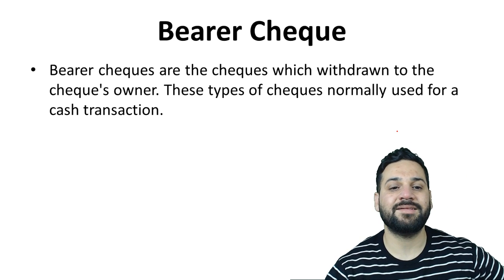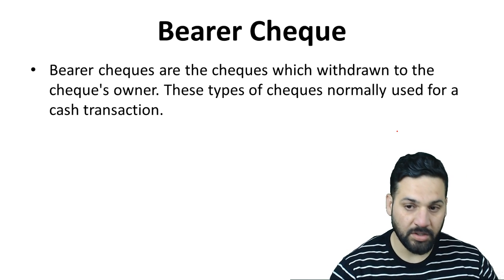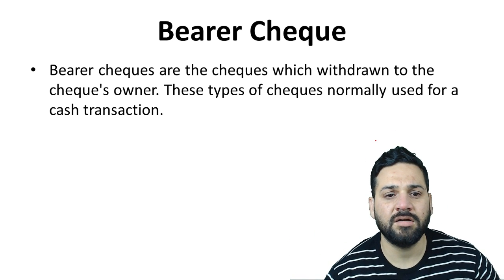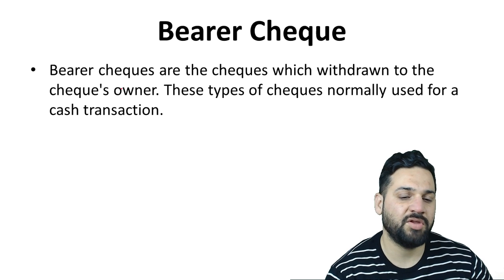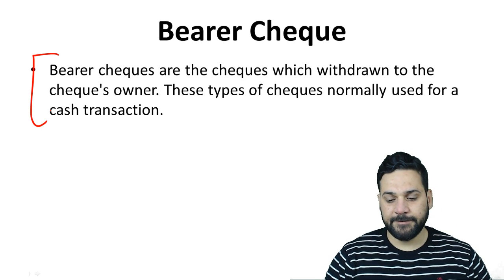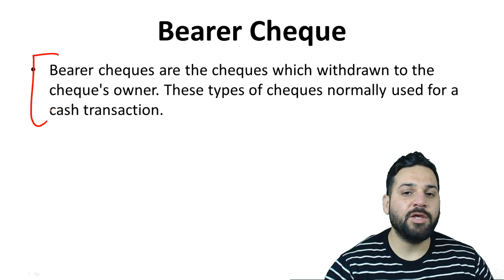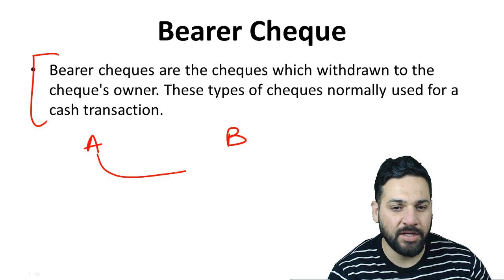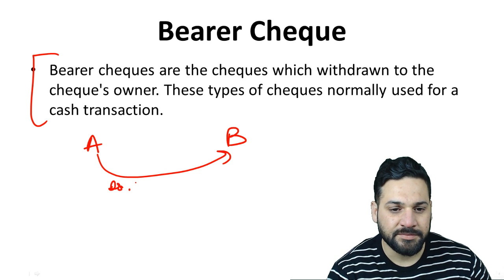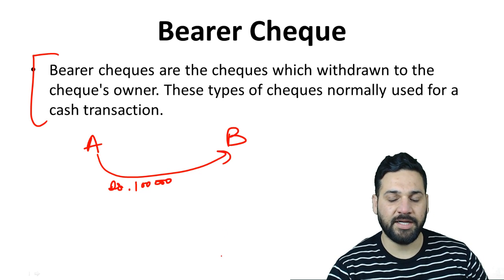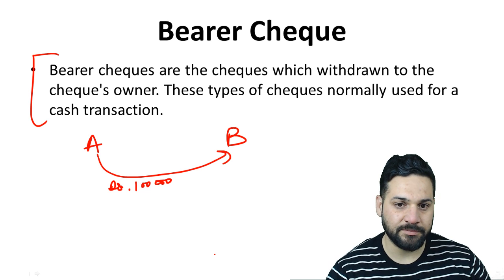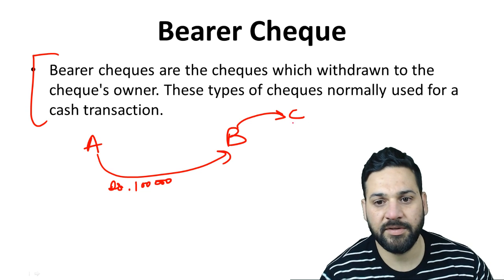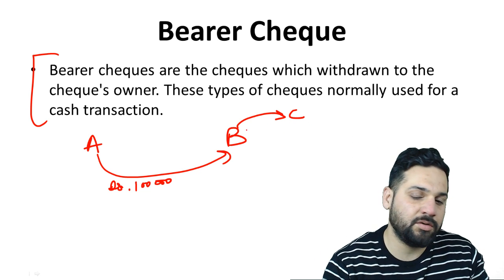So students, what is a bearer check? Bearer checks are the checks which are withdrawn to the check's owner. Let's say I want to pay you 1 lakh rupees. There is person A and there is person B. Person A wants to pay 1 lakh rupees to person B, right? He makes a check to person B. Now person B can give this check to C or D, whoever.